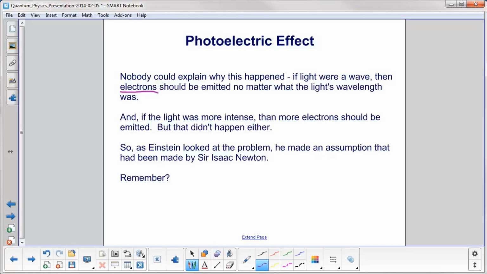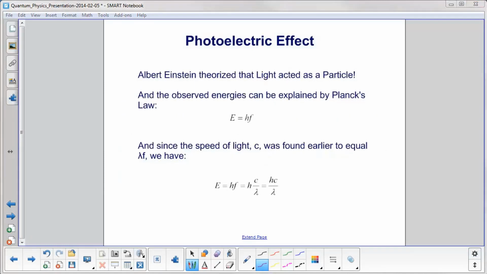So as Einstein looked at the problem, he made an assumption that had been made by Sir Isaac Newton. Again, we're not talking mechanics here. We're talking about light. Do you remember what he assumed about light? What was Sir Isaac Newton's thoughts about light? Albert Einstein theorized that light acted as a particle.